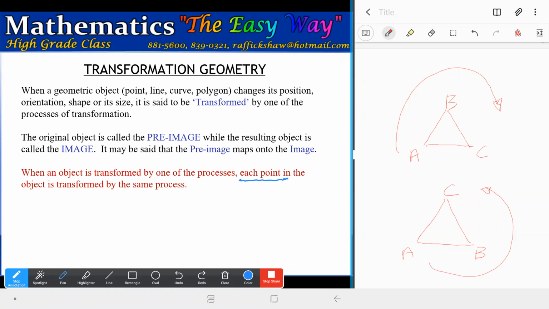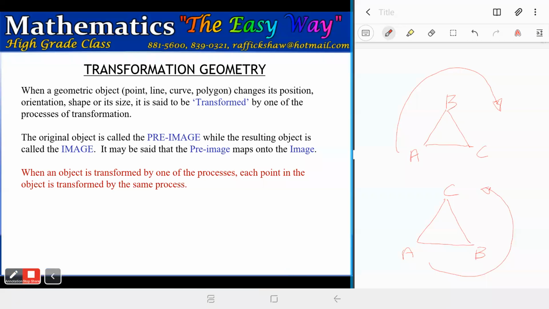So generally speaking, if you can decide what transformation took place on a point of an object, then you know that the entire object would have gone through that same transformation. So this can be important. Each point on an object goes through the same transformation as the entire object itself. That is why sometimes we can just look at a point to know what the transformation is.